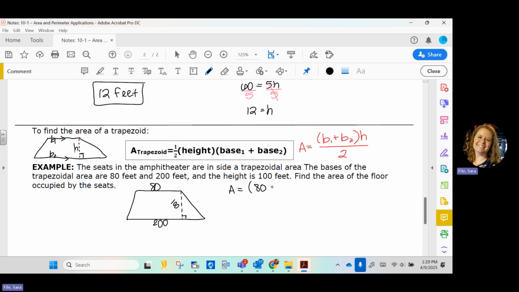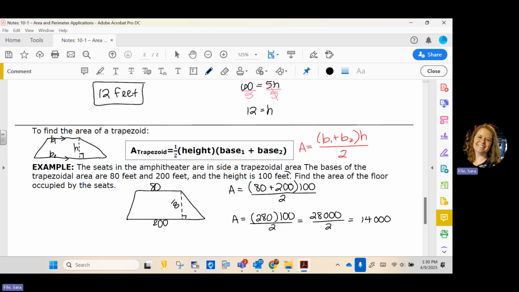So base 1 is 80, base 2 is 200, the height is 100, and it's all over 2. That's in the formula. So you can calculate that all at once in Delta Math, or you can do order of operations to do this by hand or step by step in a 4-function calculator. So 280 times 100 over 2. So that would be 28,000 divided by 2, which would be 14,000. So 14,000 is the area.